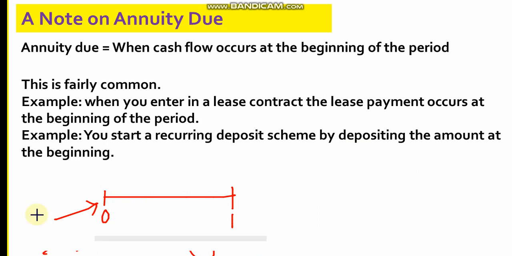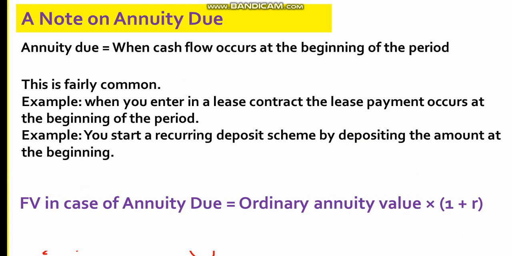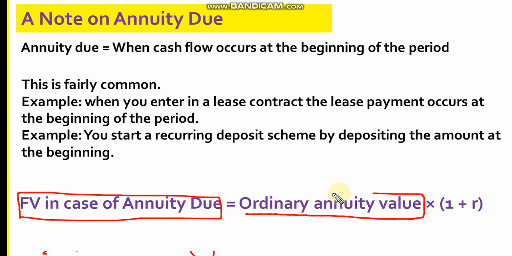So what is my calculation and how does it differ? My calculation will be like this. The only change is the future value of annuity in case of an annuity due. That means the cash flow is starting at the beginning of year 1. Then my formula will change by just this. My ordinary annuity formula will remain the same, and I just have to multiply that answer with 1 plus r. That will give me the answer in case of annuity due.